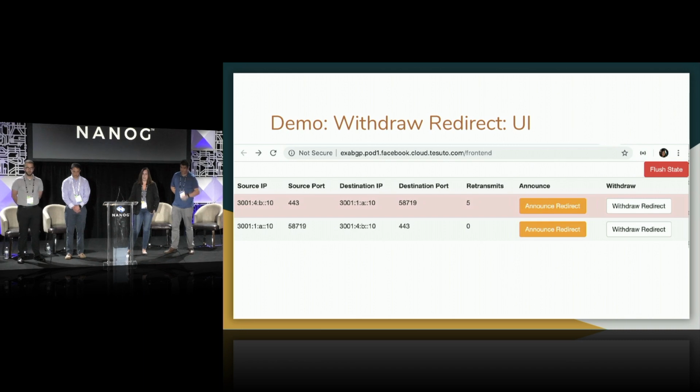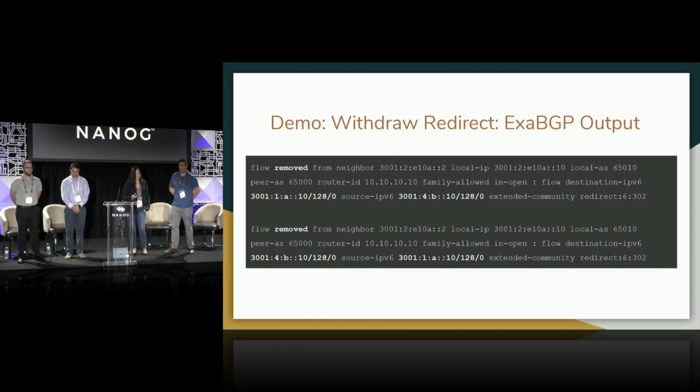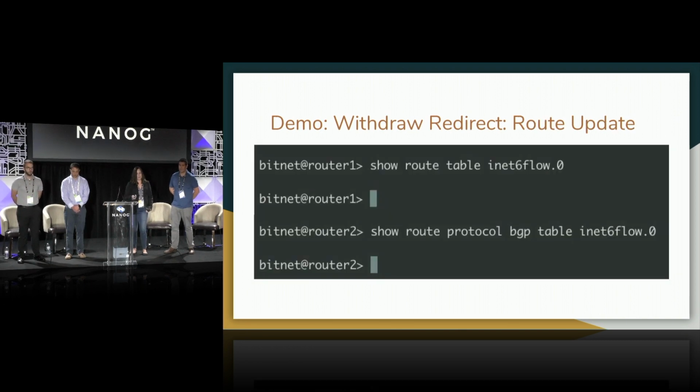From there, you may choose to withdraw that announcement, withdraw that redirect. You've got the data you want. You want to go ahead and turn off that redirect. So you can hit the withdraw redirect button. Commands execute again. You'll get the withdraw flow route messages to exabgp. Same messages from the exabgp process, this time removing. And you can see those routes have been cleared from the table.